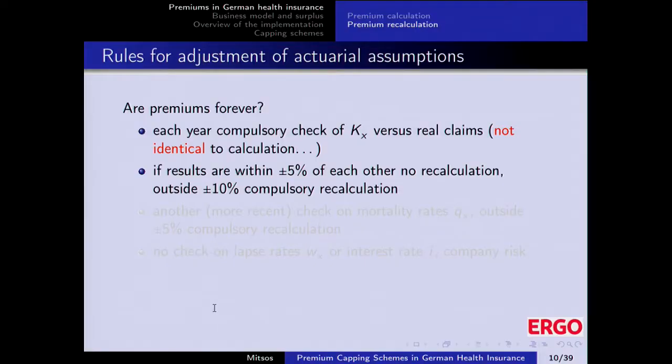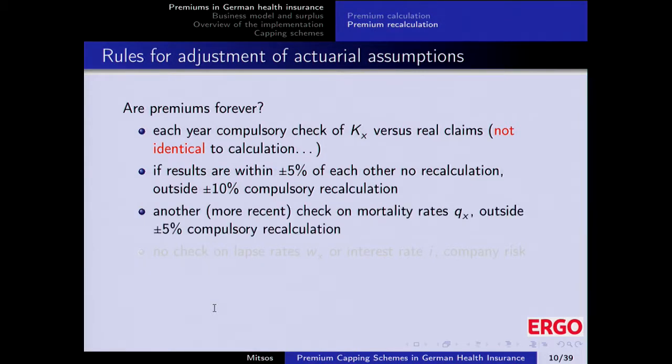It is not identical to the calculation. This is important because, practically important, it can mean complications. I will not elaborate, but it can mean that the company is losing money for some years for a tariff and can do nothing about it. Yes, if the results are within some limits, then the company has no right to do a recalculation. If they are outside of some limits, it is a compulsory recalculation, and in between, it must be done in agreement with the independent trustee.